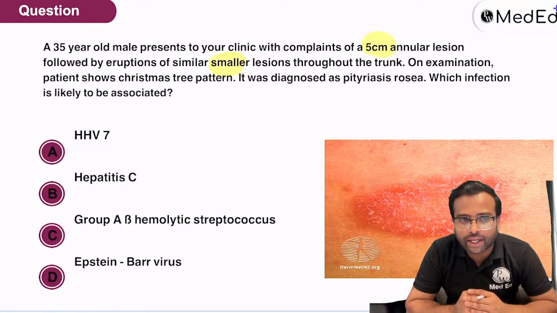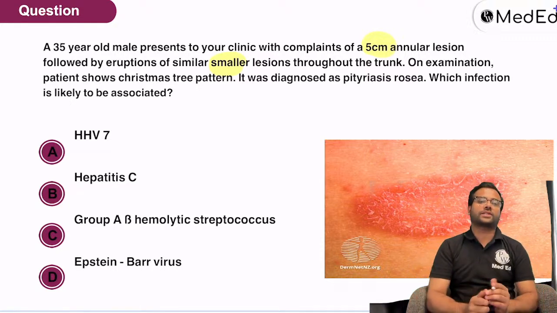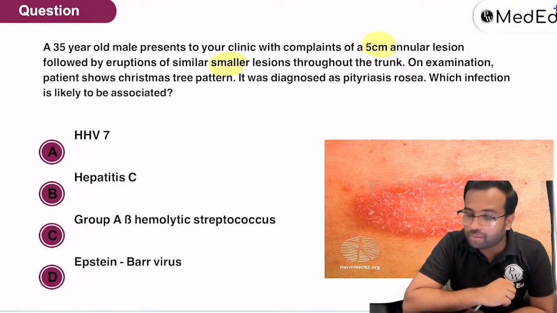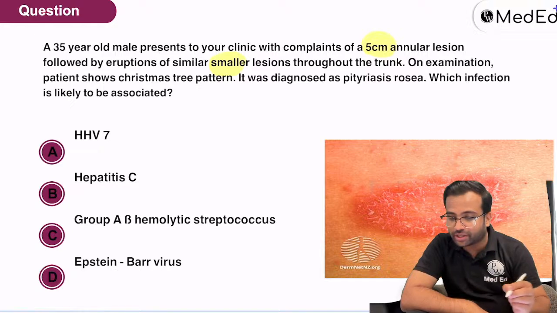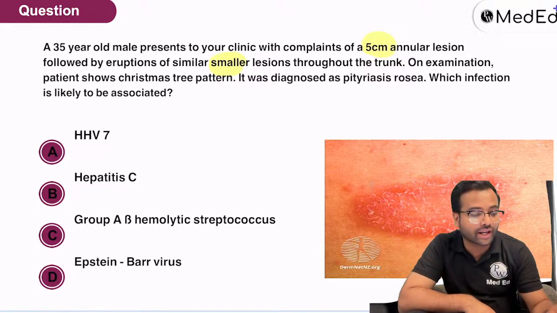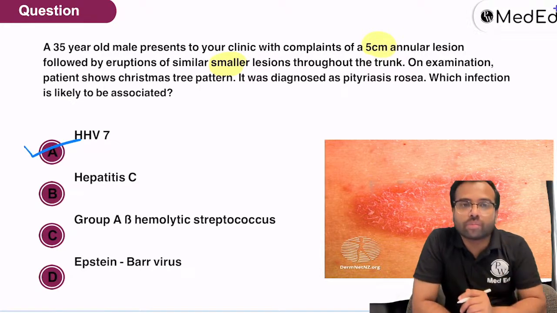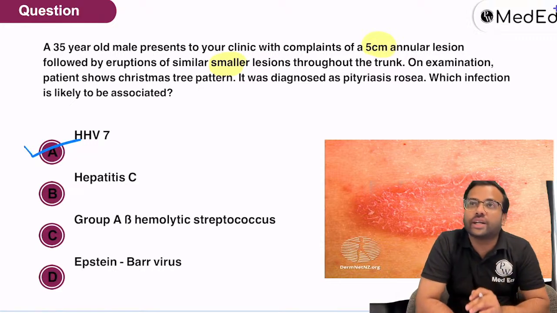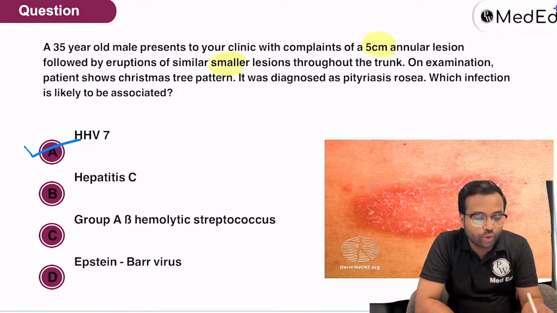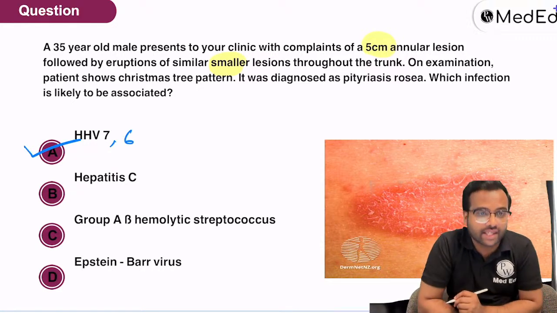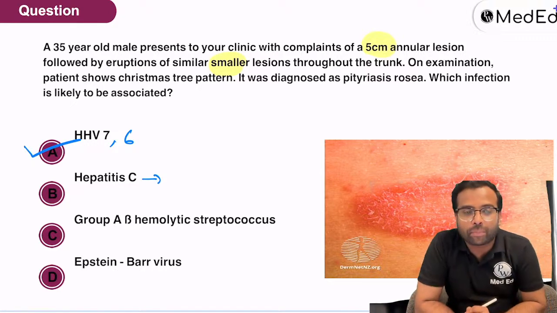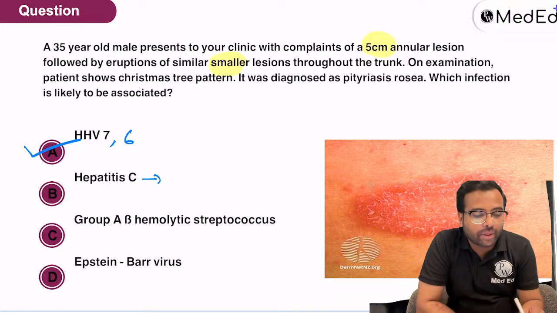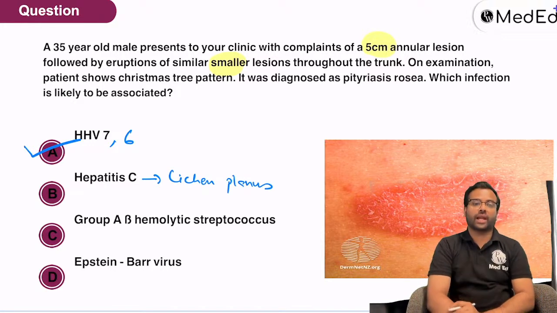HHV7, hepatitis C, hemolytic streptococcus, or Epstein-Barr virus. So yes, all of you are answering it right. HHV7. Please remember, pityriasis rosea is a condition which can be due to either HHV7 or HHV6. Okay. So what is the disease that is associated with hepatitis C in dermatology? Hepatitis C, it should be lichen planus.